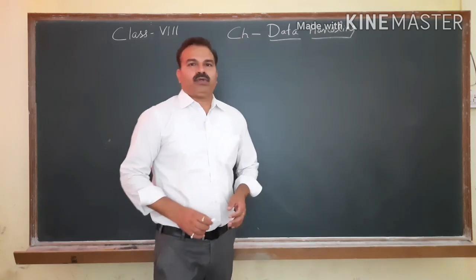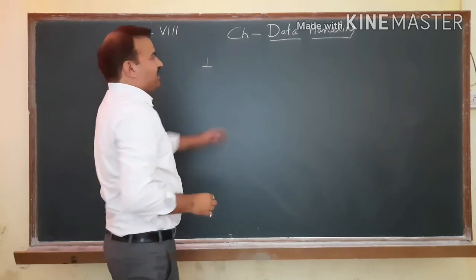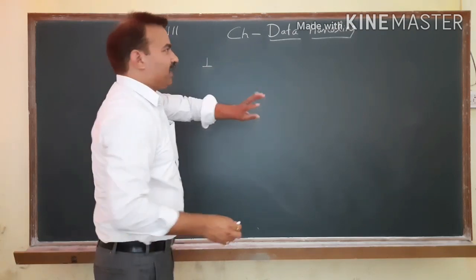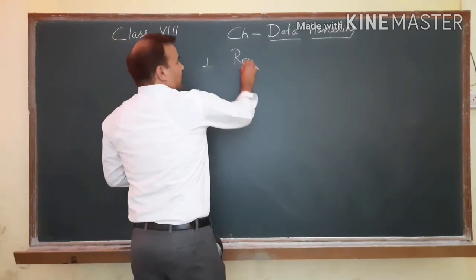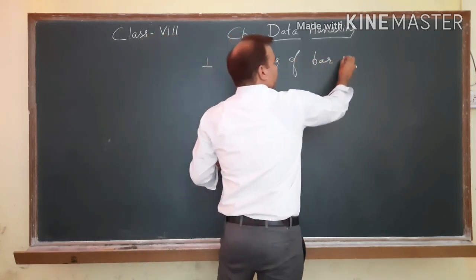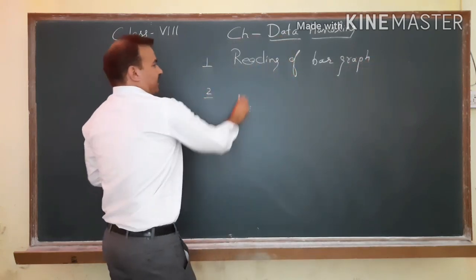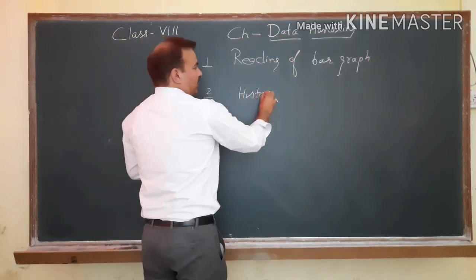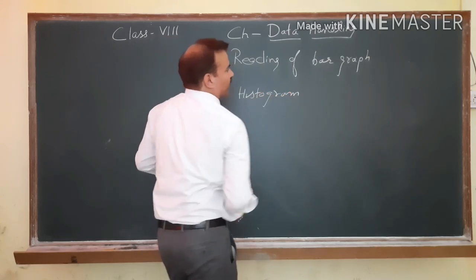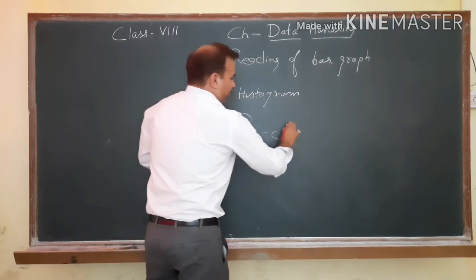Now, we are going to start with the very first topic. This chapter, data handling, has three topics. First is the reading of bar graph. And second is a histogram, how to put the data in the histogram form. And third is a pie chart.